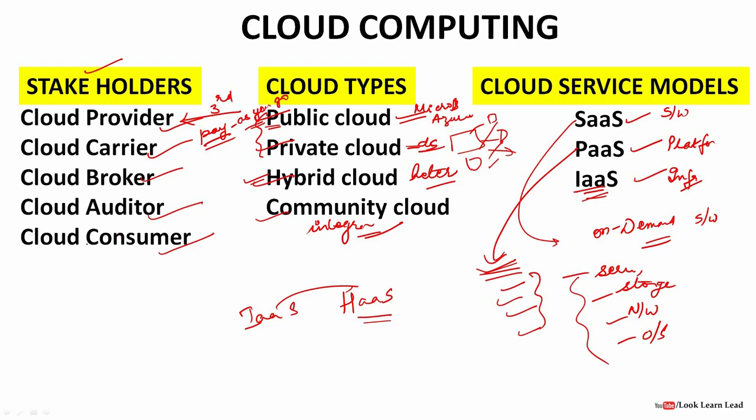Now one more is there, that is analytics as a service. This is also a service model. And the next one is container as a service, that is CaaS. So there are two new things, analytics as a service and container as a service. So this was the basics of cloud computing.